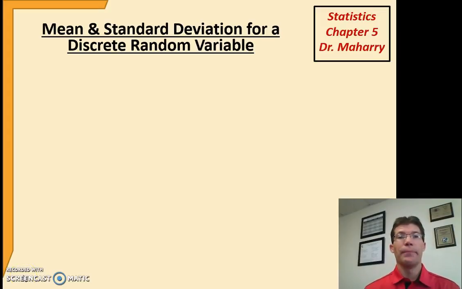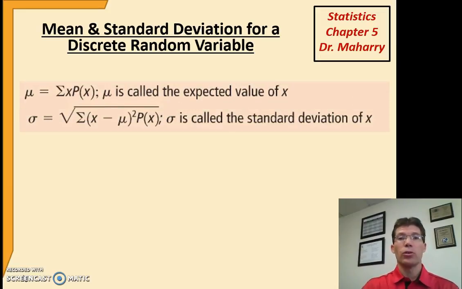In this video we look at the mean and standard deviation for a discrete random variable. So we're looking at chapter 5. If you recall, we looked at random variables. They can take on different values and we have an associated probability p of x. So here are the definitions for mean and standard deviation.